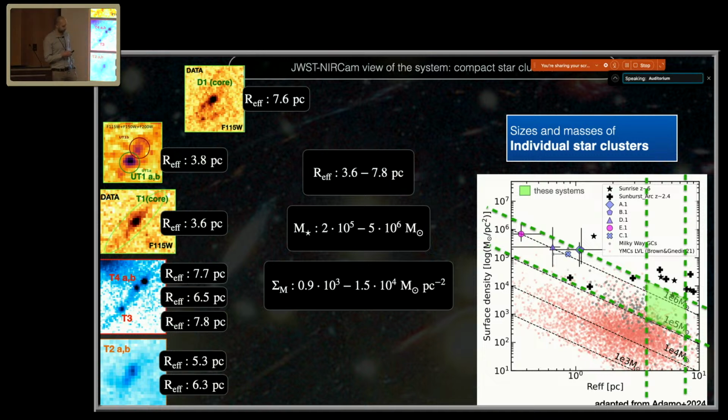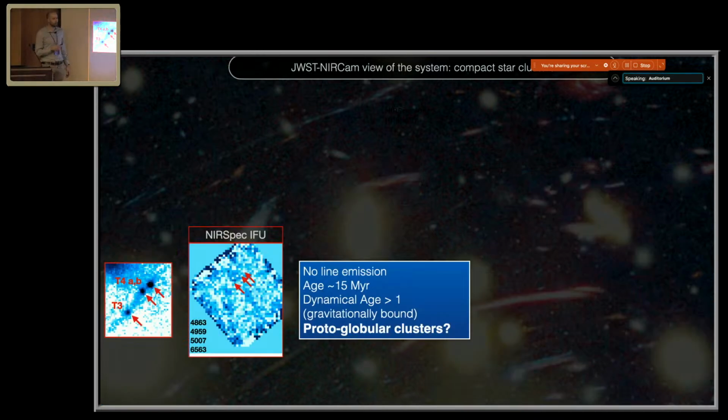So we are a bit confident that these are genuine individual clusters, and they are slightly denser than what we observe in local galaxies, which is consistent with what's been observed in other magnified systems at high redshift, which are the black points here and the color points. And not all the clusters have the same ages, for example.